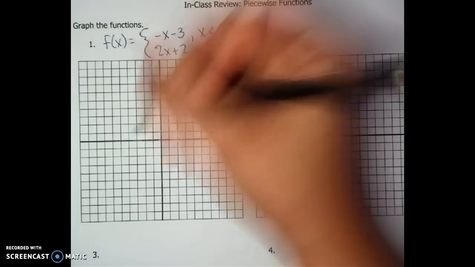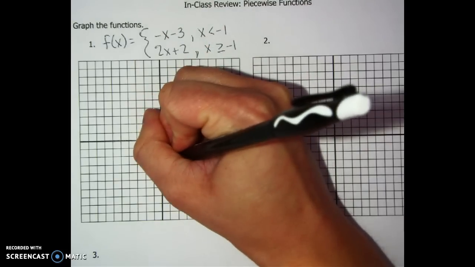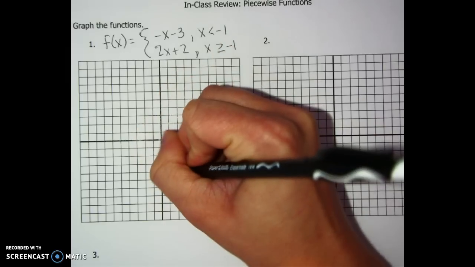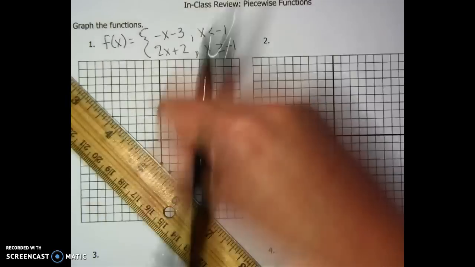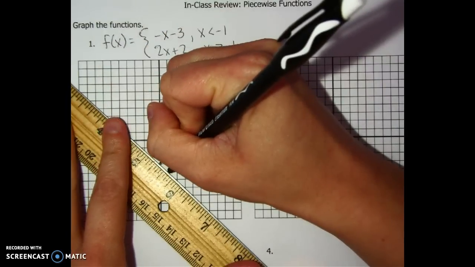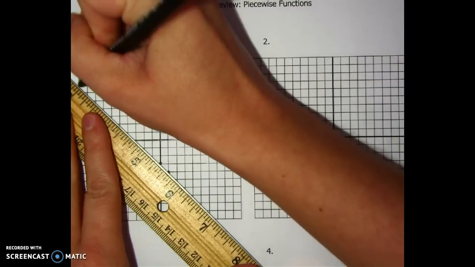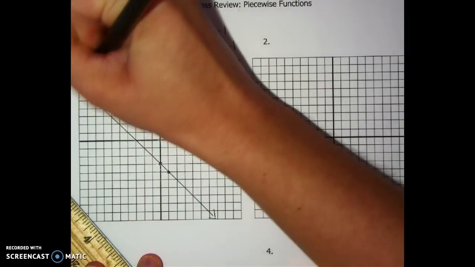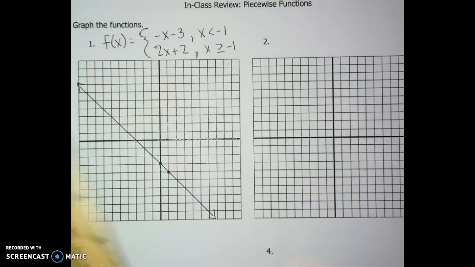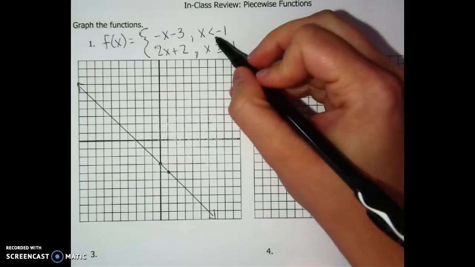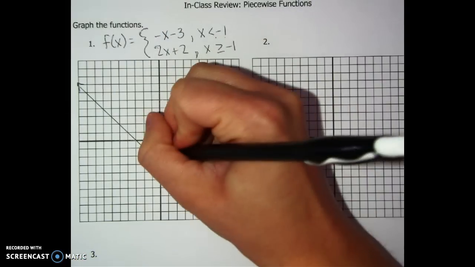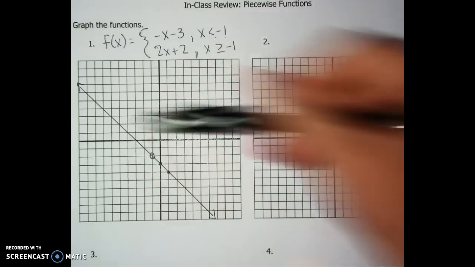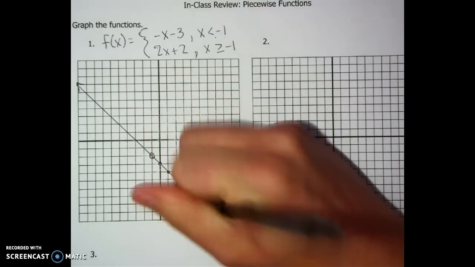Okay, the first line, you start at negative 3, 1, 2, 3, and slope tells me to go down 1 over 1. Okay, and then the inequality tells me I need an open circle at negative 1, so that goes right there. And I keep what's on the left, get rid of what's on the right.